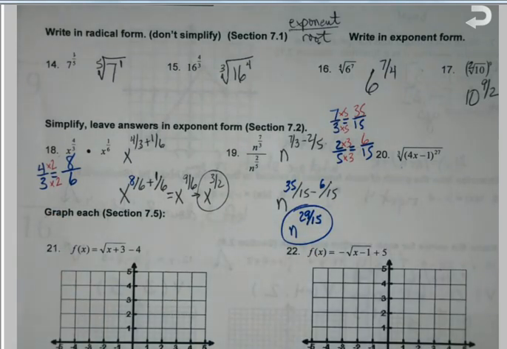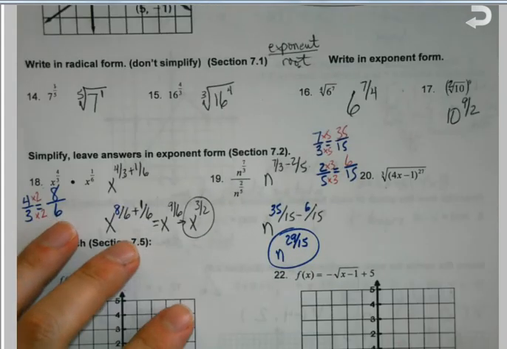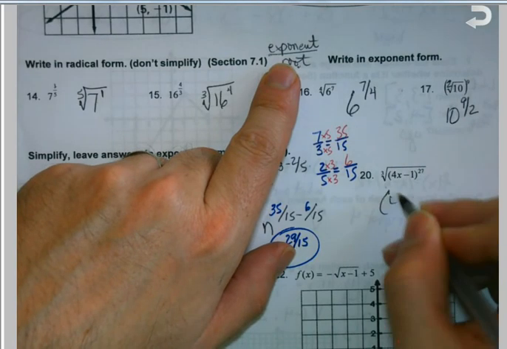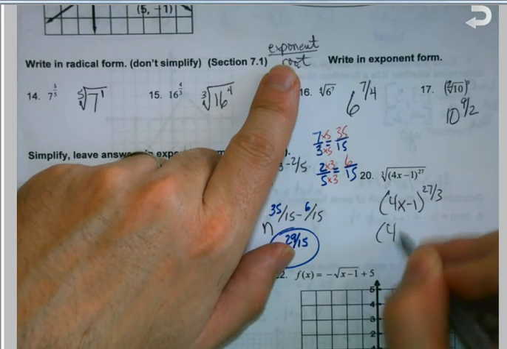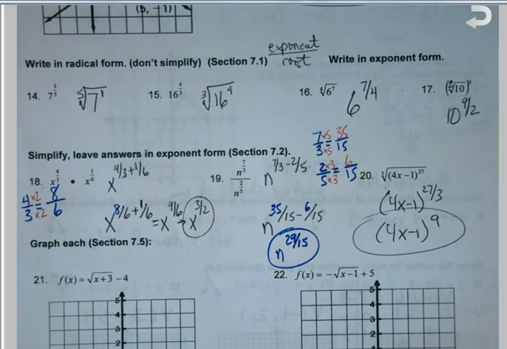And then we save the easy one for last. On this one, oh, excuse me. Back up to our buddy here, exponent over root. Exponent over root, 27 divided by 3 is 9. Again, coolness.